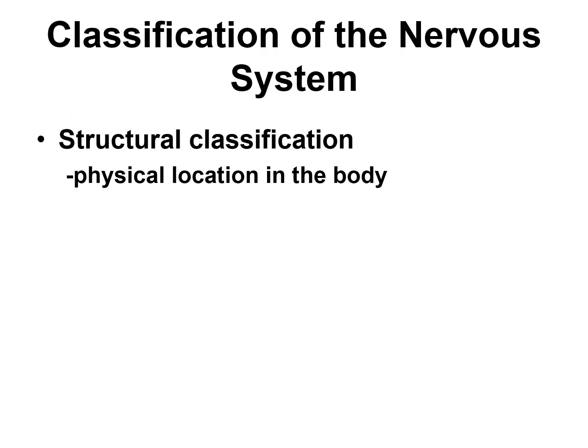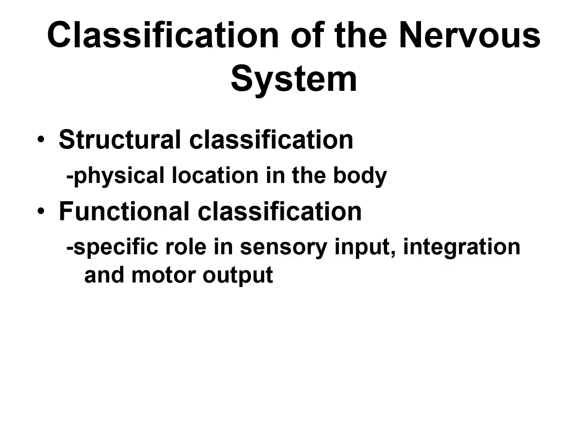Let's talk now about how we classify the different components of the nervous system. We can classify the different components of the nervous system by their physical location in the body or their structural classification, or we can classify the components of the nervous system functionally by the role that they play. Are they involved in sensory input, integration, or are they involved in motor output?